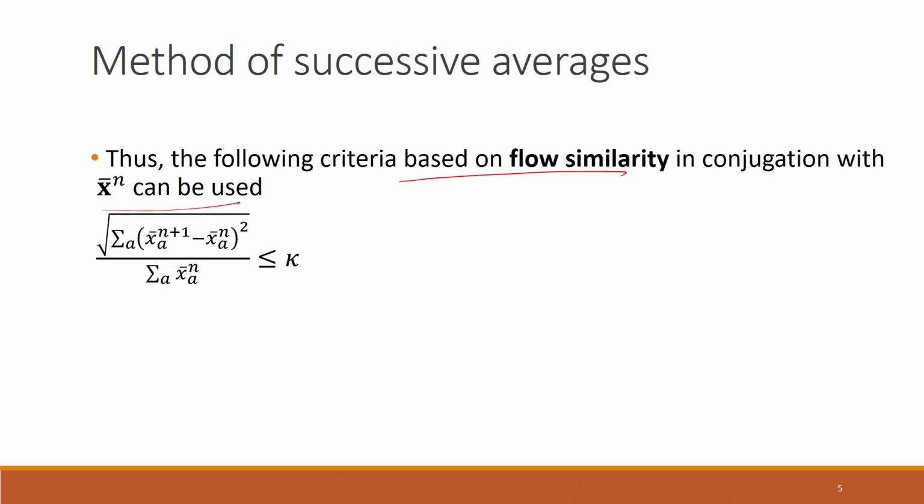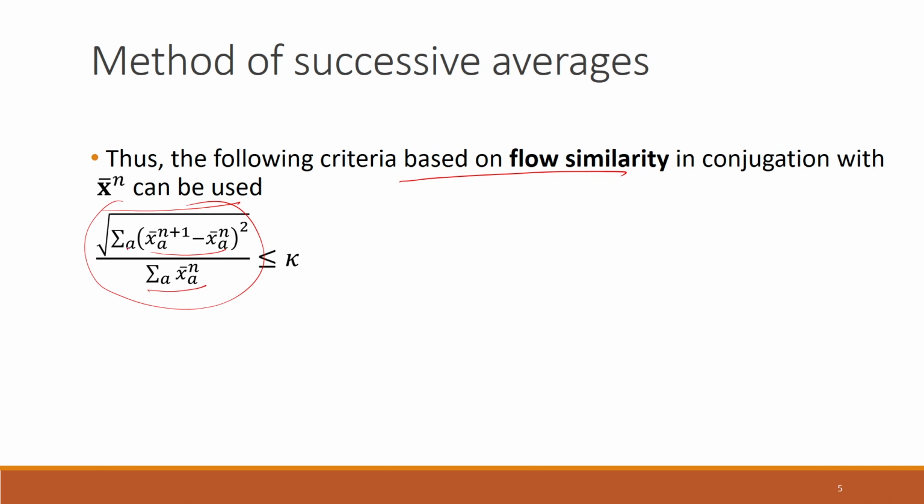Here on the left hand side, in the numerator, we have the square root of the sum of the squared terms, where we have these differences x a bar n plus 1 minus x a bar n. Then we divide it by the sum of x a bar n, where the sum goes over all the links. This ratio should be less than or equal to some predefined threshold kappa.